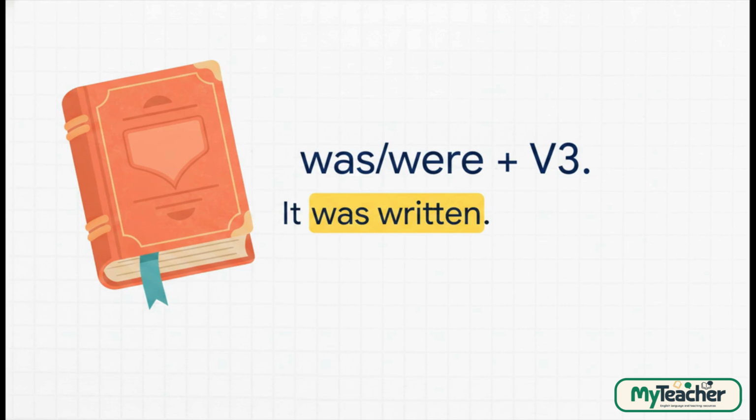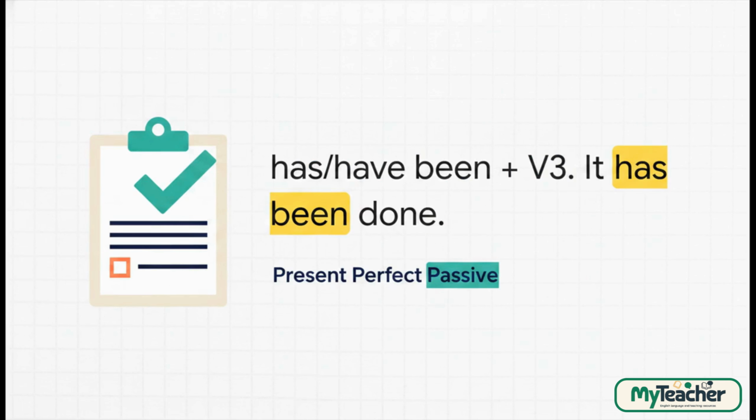Really straightforward. Moving right along, next is the present perfect tense. We use this for completed actions. For this one, we just use has been or have been right before our V3 action word. So our sentence becomes, it has been done. Very easy, right? Just plugging it into the formula.